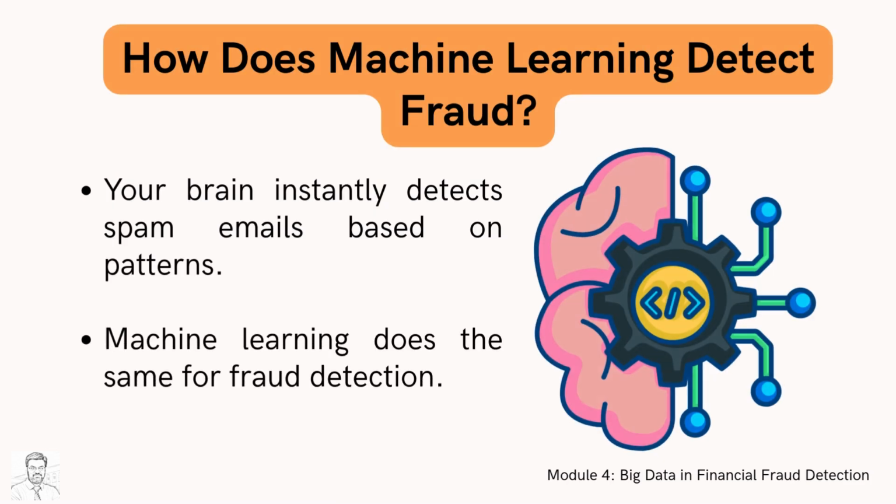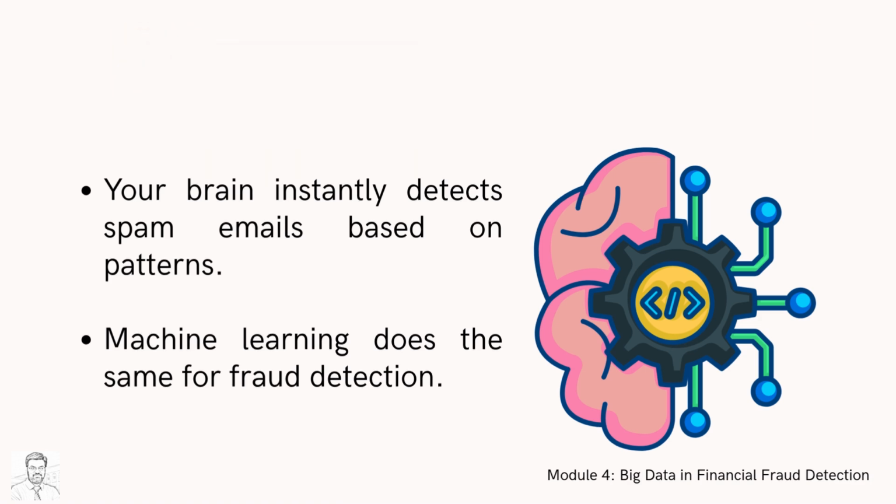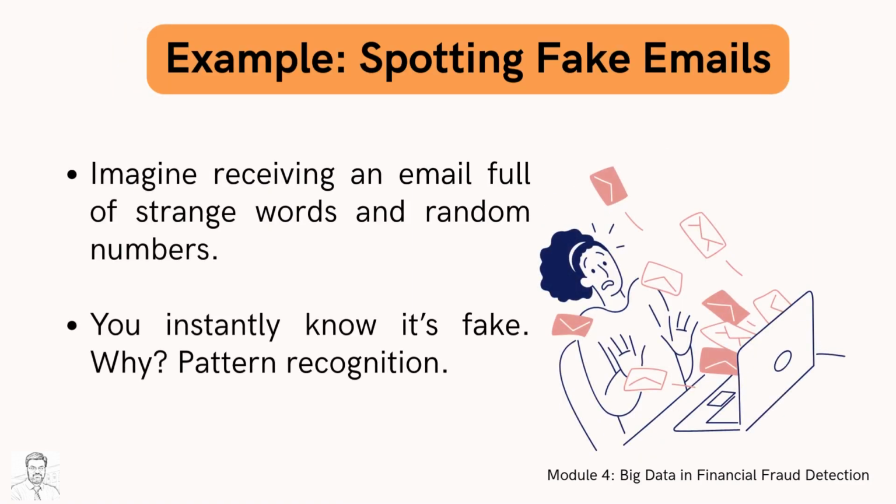How does machine learning detect fraud? Think of it like this. Fraud detection is a lot like how your brain works. Let's say you get a spam email full of strange words, random numbers, and broken sentences. Without even thinking, you immediately know it's fake. Why? Because your brain has seen thousands of emails before. It knows what's normal, and this one doesn't fit.